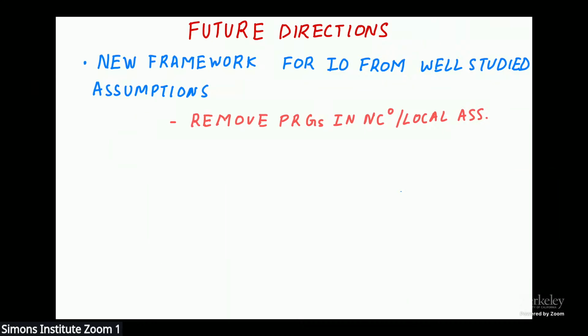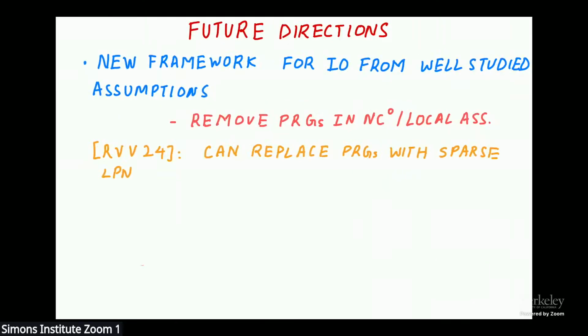And just to be very concrete, just to focus on the scope of this talk, which is from well-founded, well-studied assumptions, let me ask you, can you remove local assumptions? Right, PRGs in NC0. And yeah, it seems hard. Although I have to shout out for this work of Seyon, who's in the audience, I think Nikon and Vinod, which actually showed that you can replace Goldreich PRGs with sparse LPN. Depending on whether you believe sparse LPN or PRGs more, that's a different question.